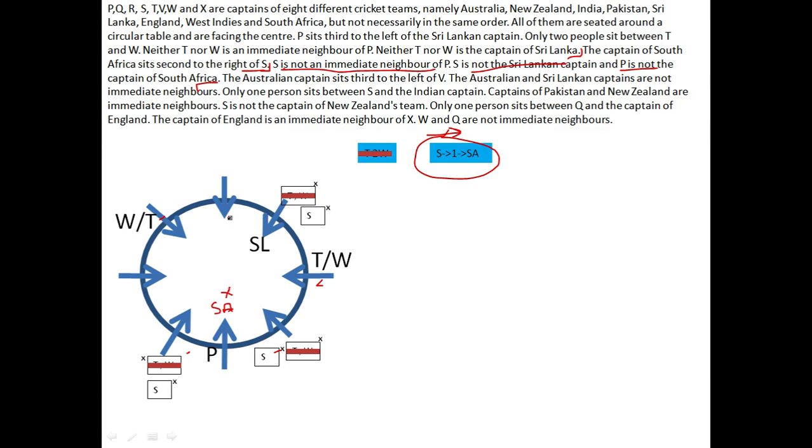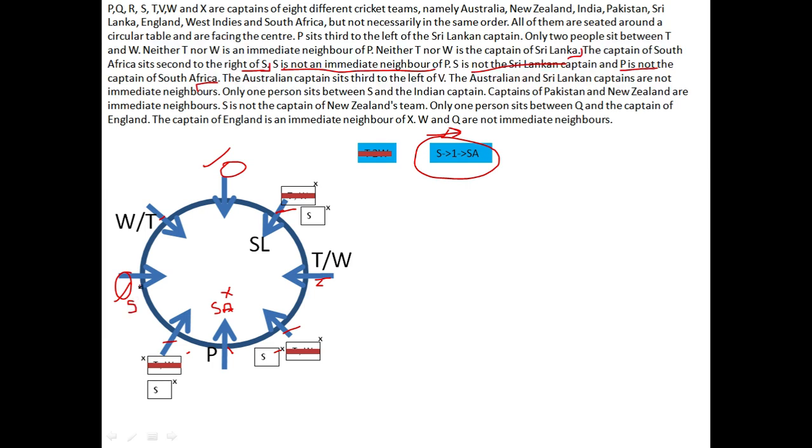So your S can come. Now the present available positions for S are only two. One is this, one is this. Because here S cannot come, here S cannot come, here T and W are already there, S cannot come here, here P is already there, S cannot come here. So the available positions for S are only this and this. So what you can do, just put S here, and look at where the South African captain comes.